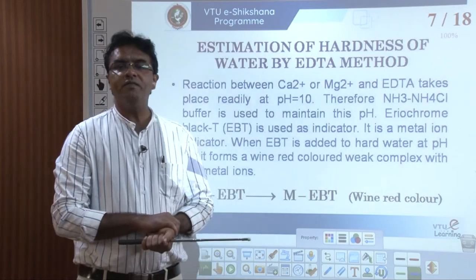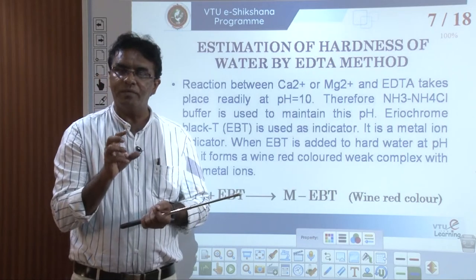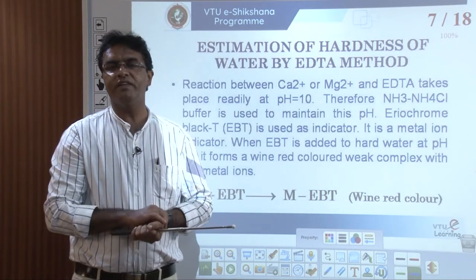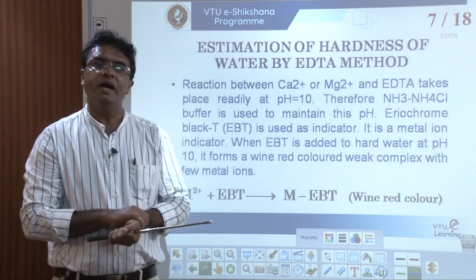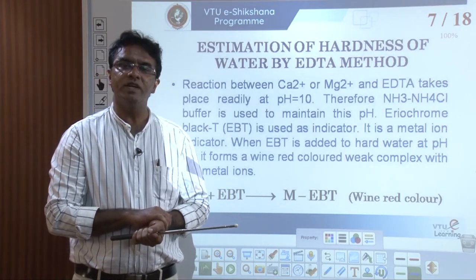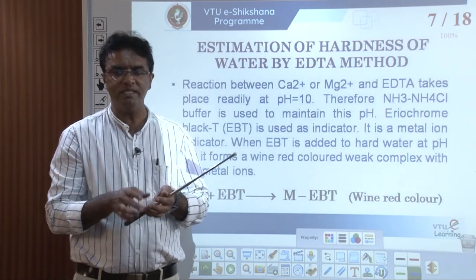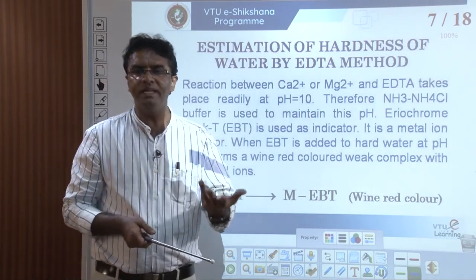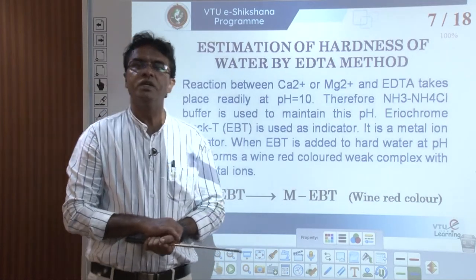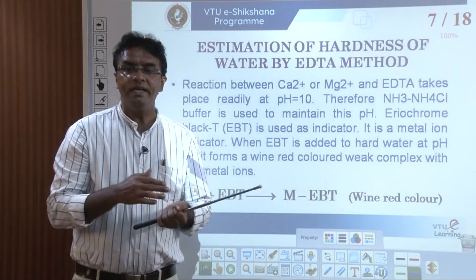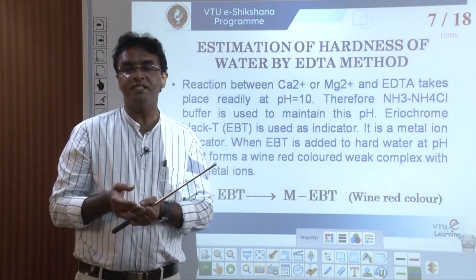Now, coming to the principle again, suppose we are taking 25 ml of the hard water sample. That hard water sample of 25 cm cube contains a certain amount of metal ions, calcium and magnesium ions, that will be titrated against the standard solution of disodium salt of EDTA taken in the burette. But the EDTA and the metal ions react effectively with each other at a pH of 10.